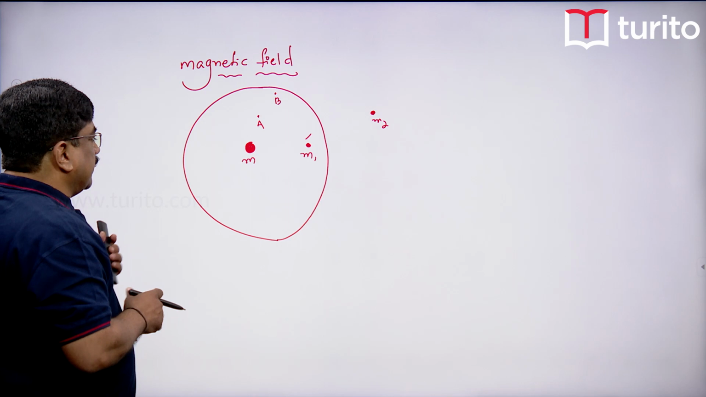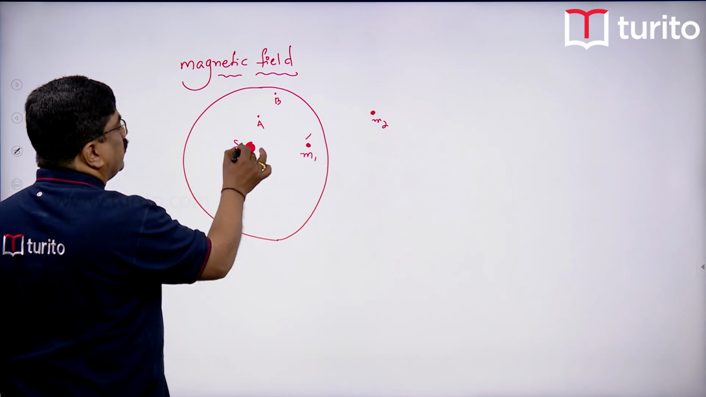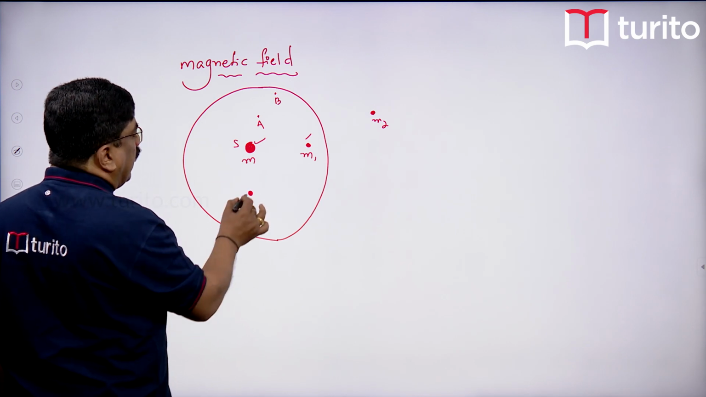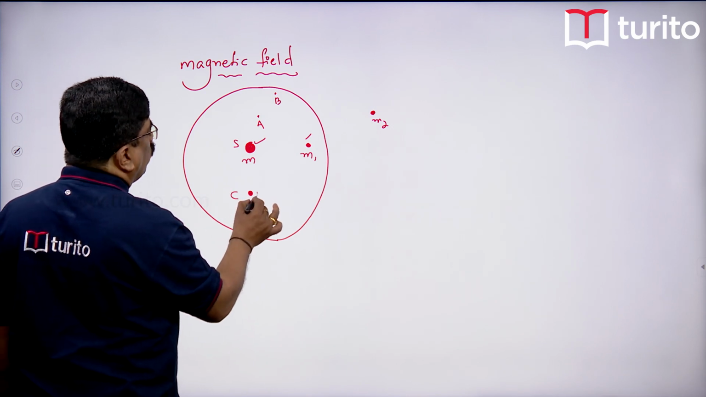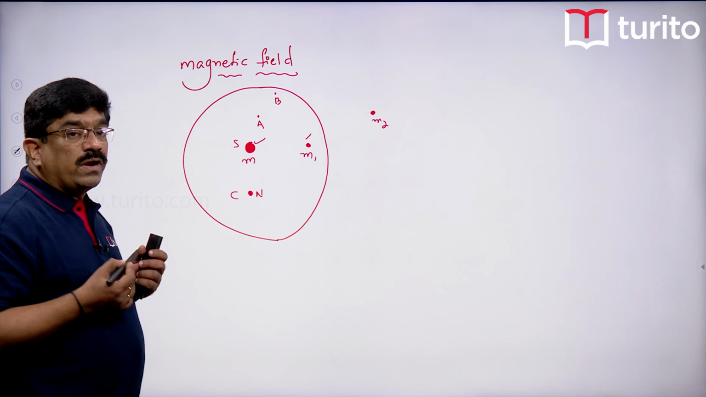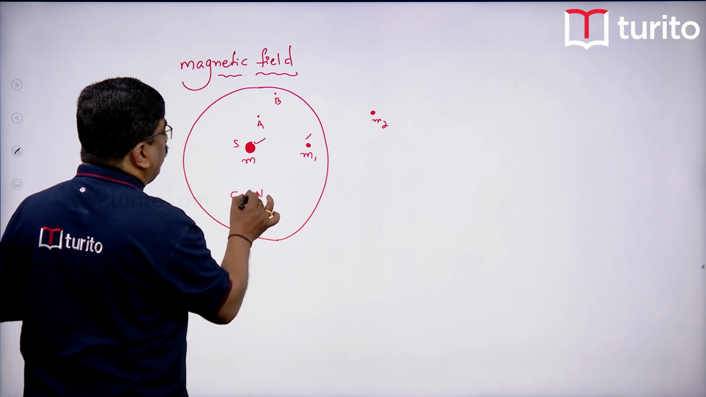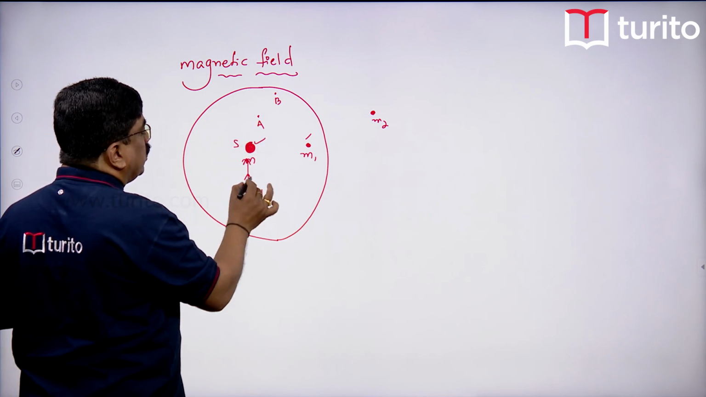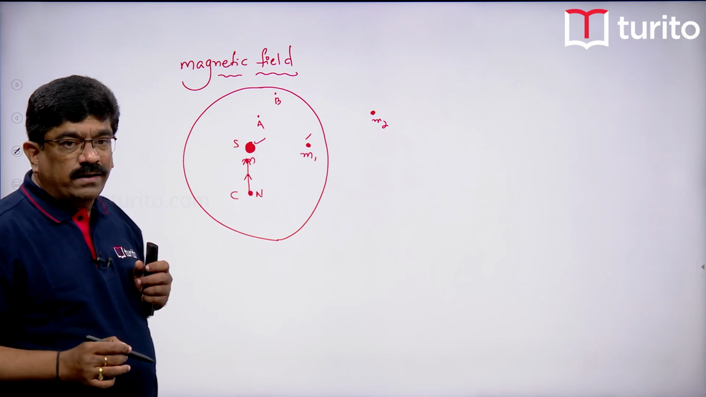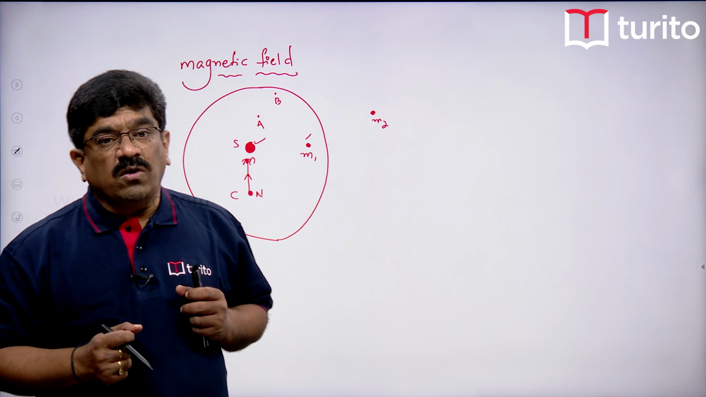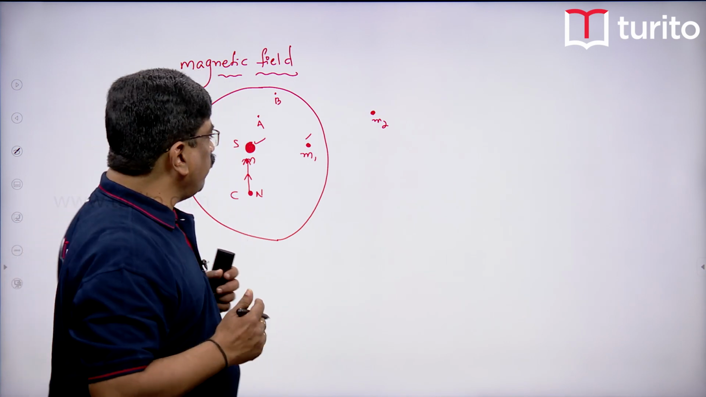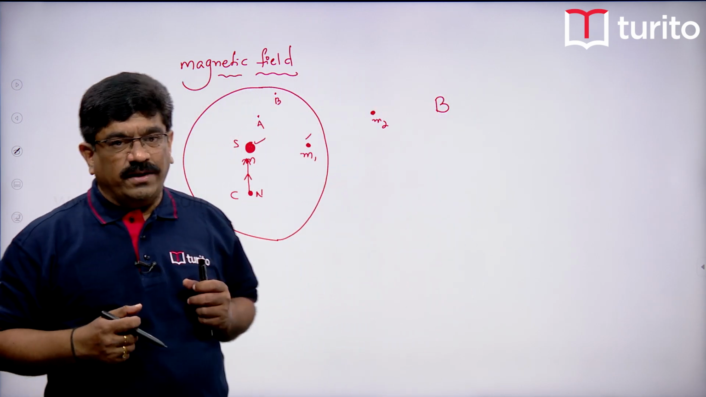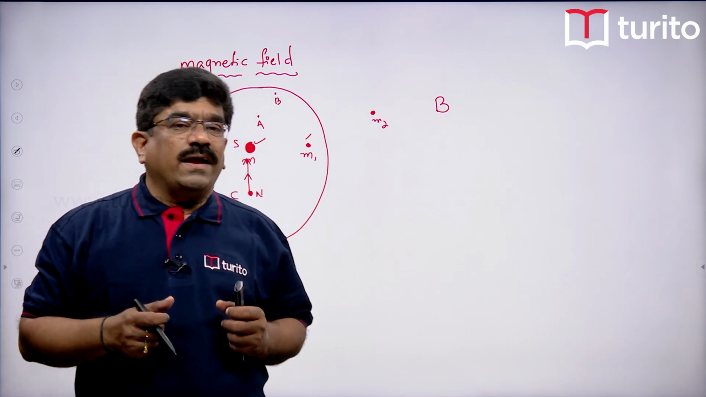So, let us suppose this is a south pole, and if you want to know the direction of the magnetic field at this point, say point C, you have to imagine one north pole. When you imagine one north pole, we know that the north pole will be attracted by the south pole. So, this is the direction in which the north pole travels. Therefore, this represents the direction of the magnetic field, and the strength of the magnetic field we call magnetic field induction. Magnetic field induction is represented by the symbol capital B, and it represents the strength of the magnetic field.